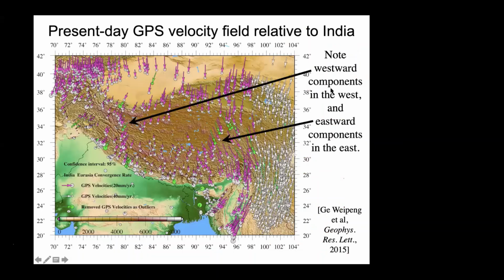Today, if one looks at the GPS field, Go Wei Peng's work, this is plotted relative to India. So these arrows are pointing towards India. The difference between the white and the red is just a scale change. The white ones are so fast that if they were all plotted with the purple arrows, they'd obliterate one another. But the key fact is that if you look in the west out here, there's a westward component. These are moving westward. If you look in the east, there's an eastward component. There must be extension in this region, an inescapable conclusion.